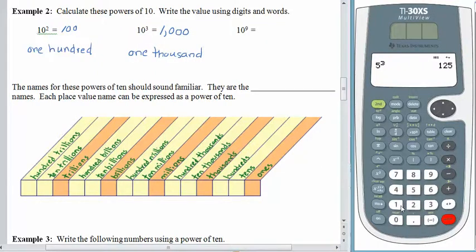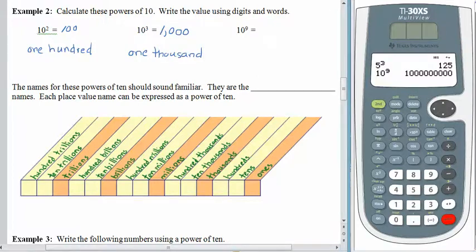Ten to the 9th power. Oh, wow, that's long. Might have to count some commas, put in the commas. It's almost too big for the calculator to display, but not quite. Ten to the 9th power, 1 billion.